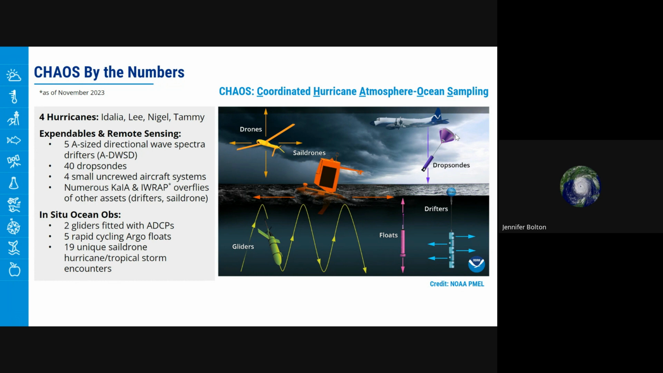And 19 unique, as Jason mentioned earlier, 19 unique sail drone hurricane and tropical storm encounters, and they measured, I think, a max sustained wind in those hurricanes of about 70 knots and gusts of more than 90 knots.